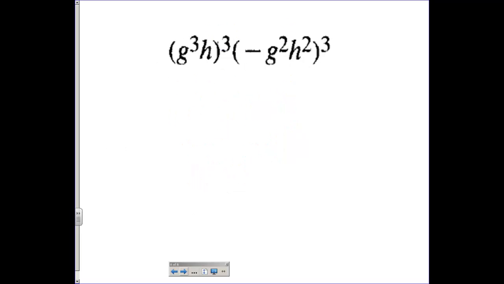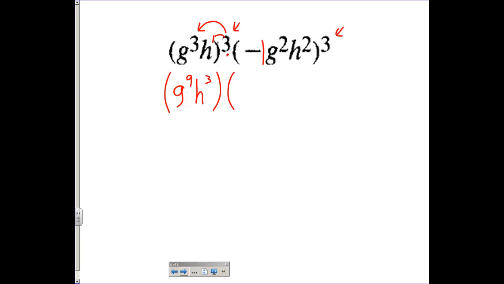Here's another example where we have a multiplication between two factors, but we also have exponents outside those factors. And we have to deal with those exponents first. When we raise an exponent to another exponent, we're going to multiply. So our first one is going to be g to the third times 3. So 3 times 3 is going to give us g to the 9th power. H to the first times the 3 is going to give us h to the 3 power.